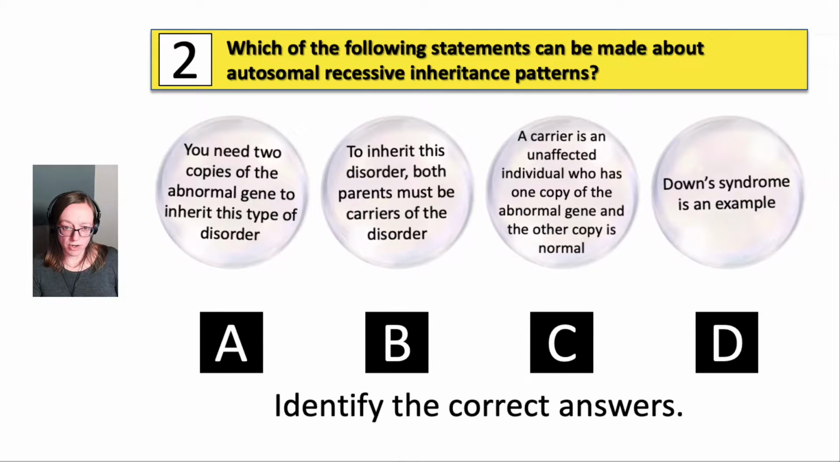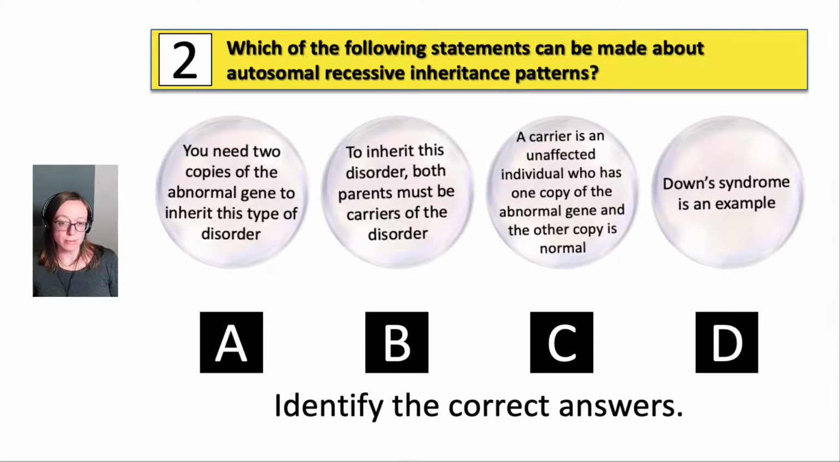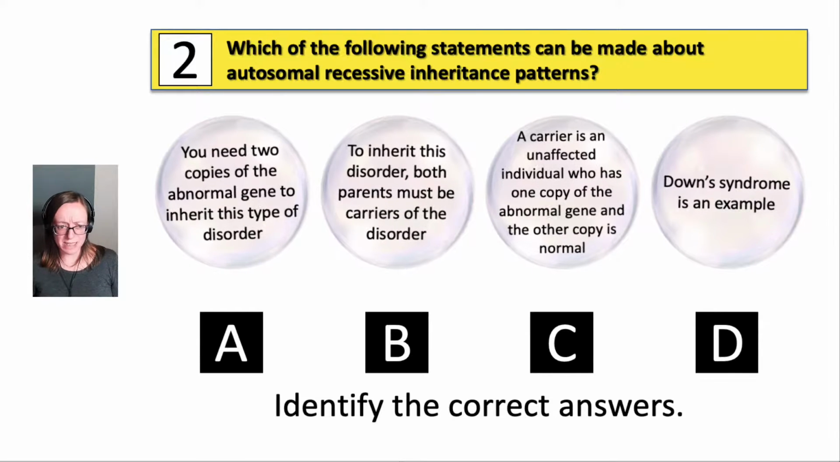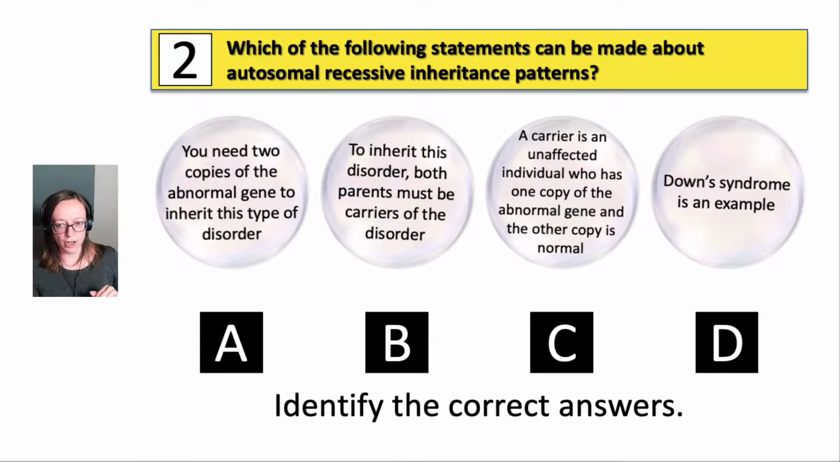So I want to know which are the correct answers. A, you need 2 copies of the abnormal gene to inherit this type of disorder. B, to inherit this disorder, both parents must be carriers of the disorder. C, a carrier is an unaffected individual who has 1 copy of the abnormal gene and the other copy is normal. D, Down syndrome is an example. I'm going to make this one a little bit easier for you and say there are 3 correct answers and 1 very much incorrect answer. So if you'd like to tell me which is the incorrect answer, then obviously the other 3 are correct. So let me know what you think.